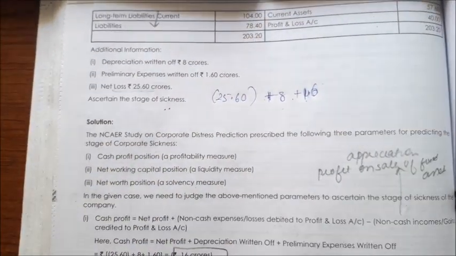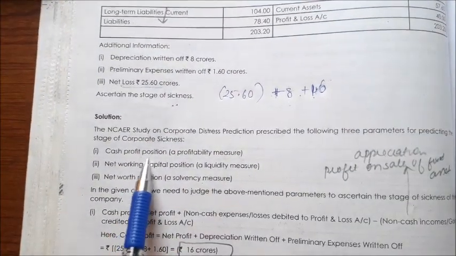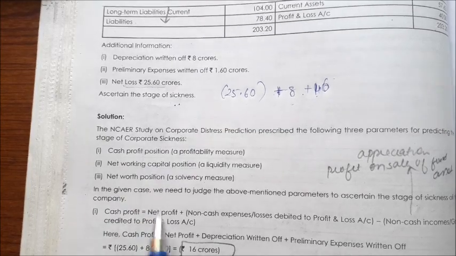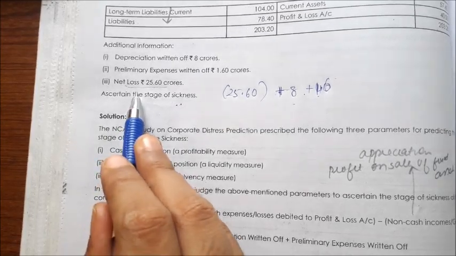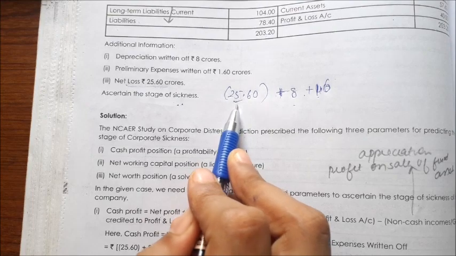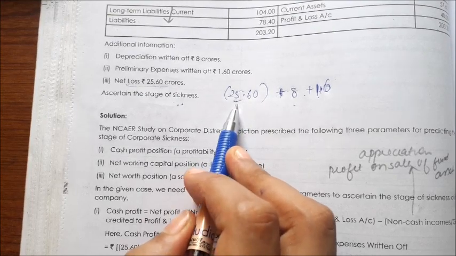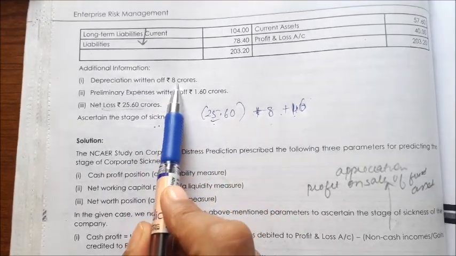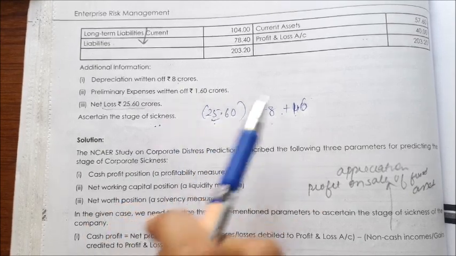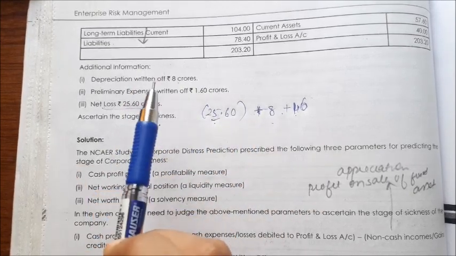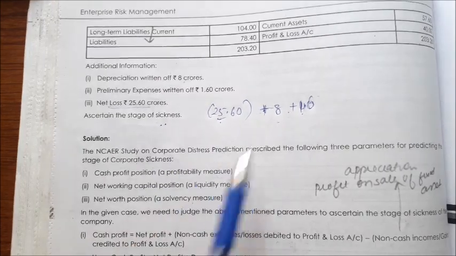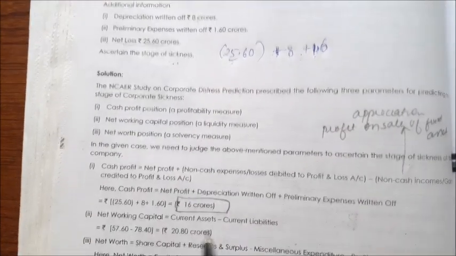So in the same way, we have to find the cash profit position. Net profit has been provided, here the company is having a net loss, so we have written net loss. Now we add the non-cash expenses. We check, non-cash expenses are 8 lakh, preliminary expenses, any provisions, and if there is any non-cash income we adjust those things. After doing that we got minus 16 crore.